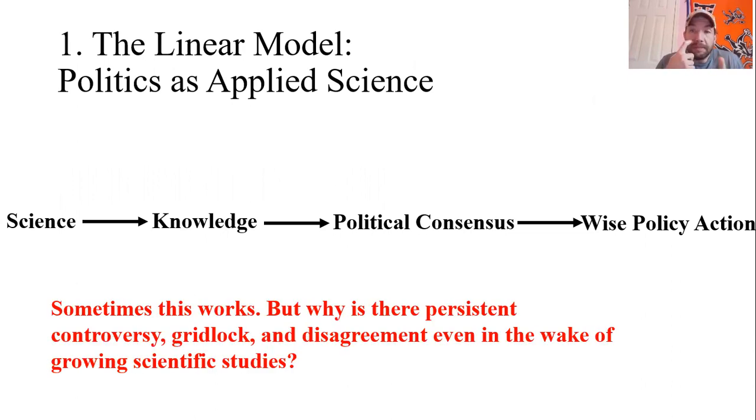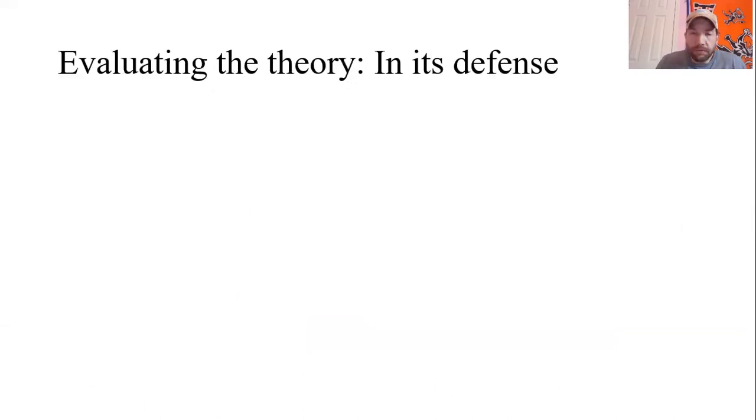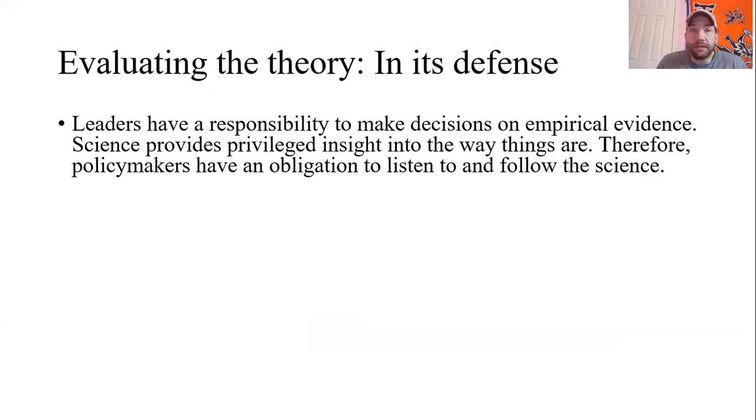Now, sometimes it works that way, but often there's persistent controversy, gridlock, disagreement, even in the wake of growing scientific studies and knowledge. And so the other two models I'm going to spend more time on are really trying to answer the question, why is it that this linear model often doesn't work? I mean, sometimes it does, but often it seems like something breaks down. What's breaking down here?